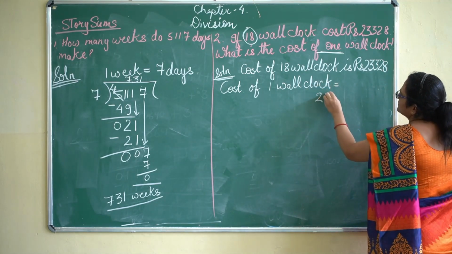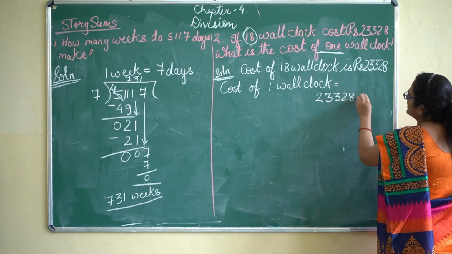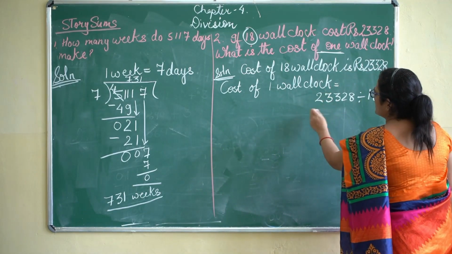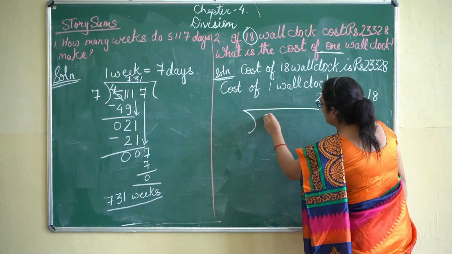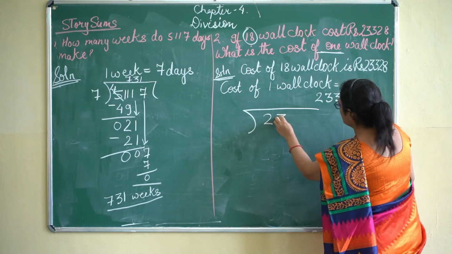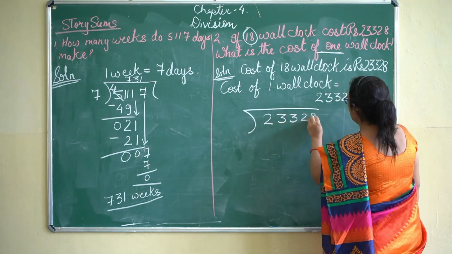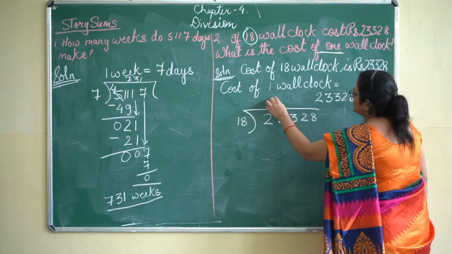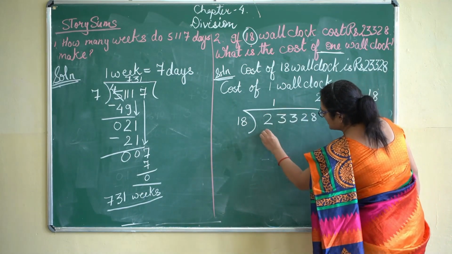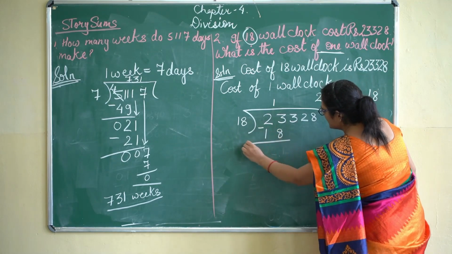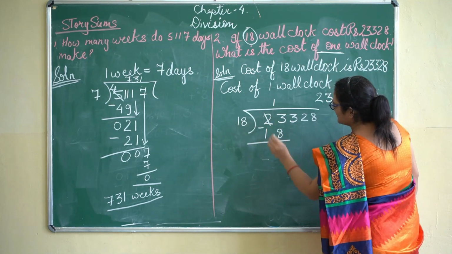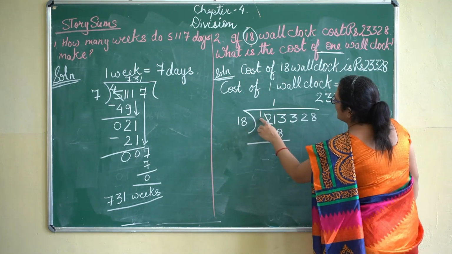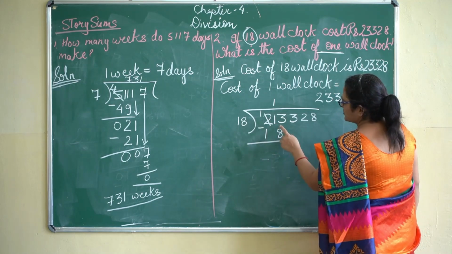So 23,328 divided by 18. So now for the cost of one wall clock, how much? What will we do? Divide 23,328 by 18. In the table of 18, does 23 come? No, smaller than 23 is 18. 18 1s are 18. Subtract: 3 minus 8, can you subtract? No, we'll take the borrow. Okay, how will we take the borrow? 2 will be cancelled, it will become 1 and it will give borrow to 13.